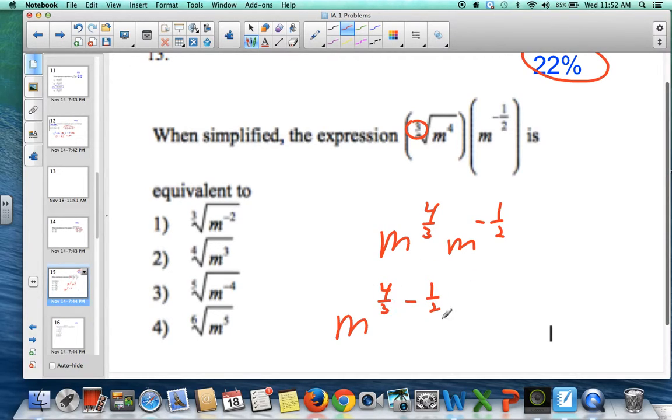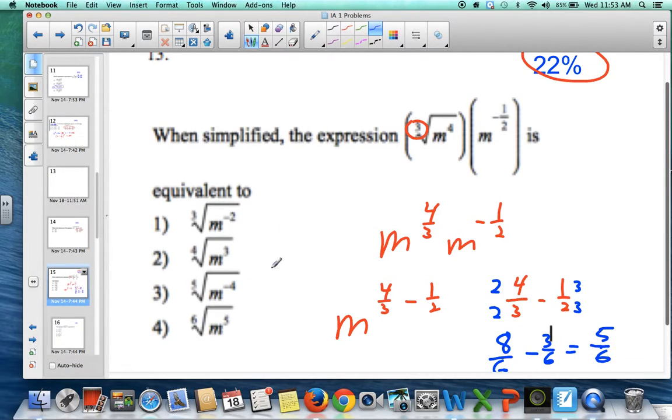So that's going to be m to the power of 4/3 minus 1/2. And now we've got to figure out how we're going to combine those fractions with the calculator. We can do it directly, or if we wanted to use common denominators, 4 over 3 minus 1 over 2. The common denominator would be 6, so this needs a 2, and this needs a 3. So that becomes 8 over 6 minus 3 over 6. 8 minus 3 is 5, so 5 over 6.